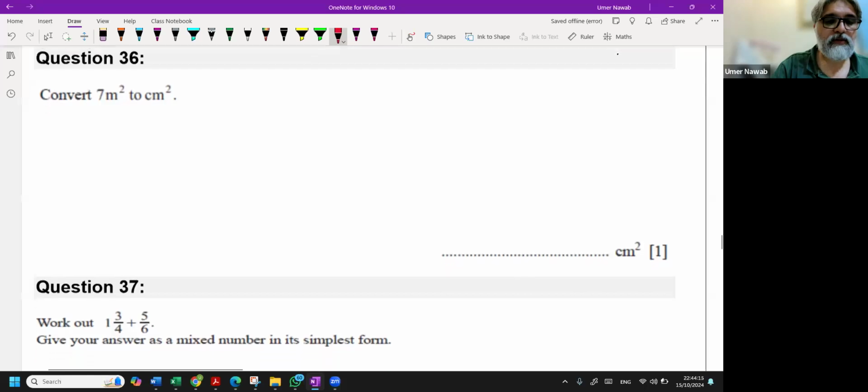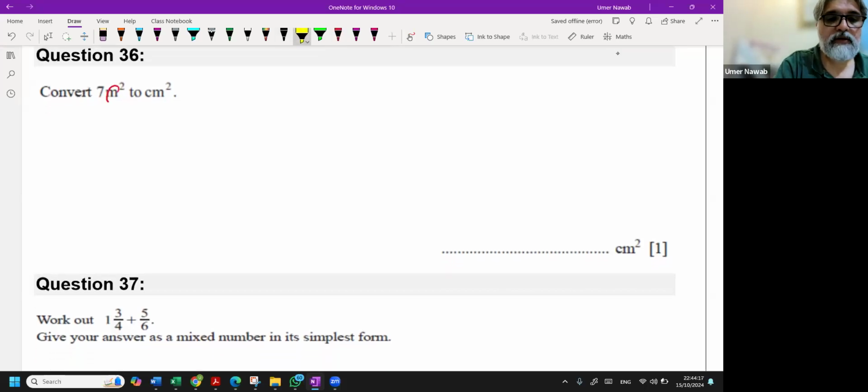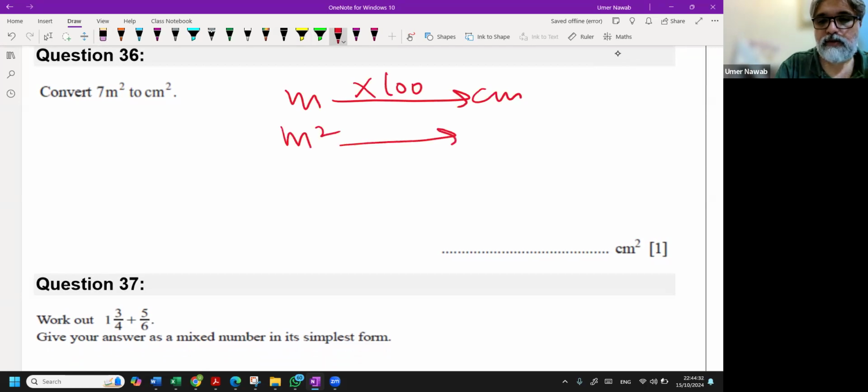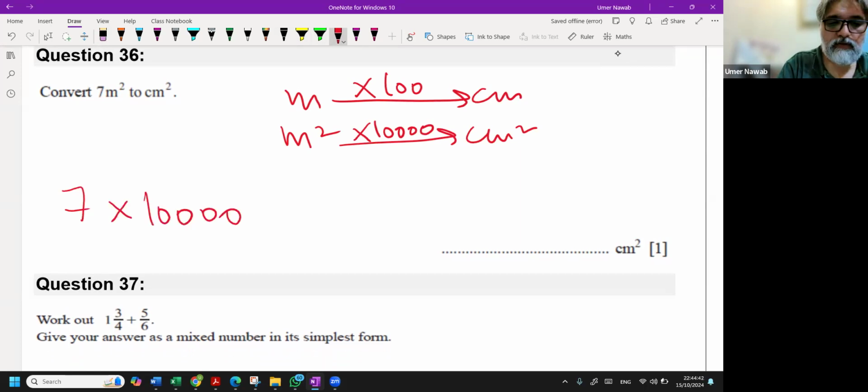Next question. Meter squared to centimeter squared. So we know meter to centimeter is times 100. Meter squared to centimeter squared is times 4 zeros. So zeros will be doubled. Now 7 is going to multiply with 4 zeros. I get 70,000.